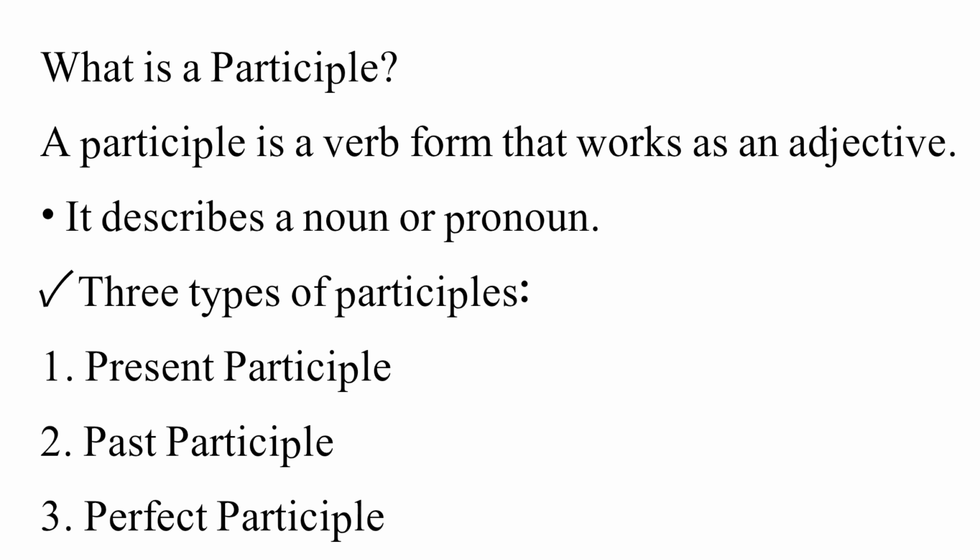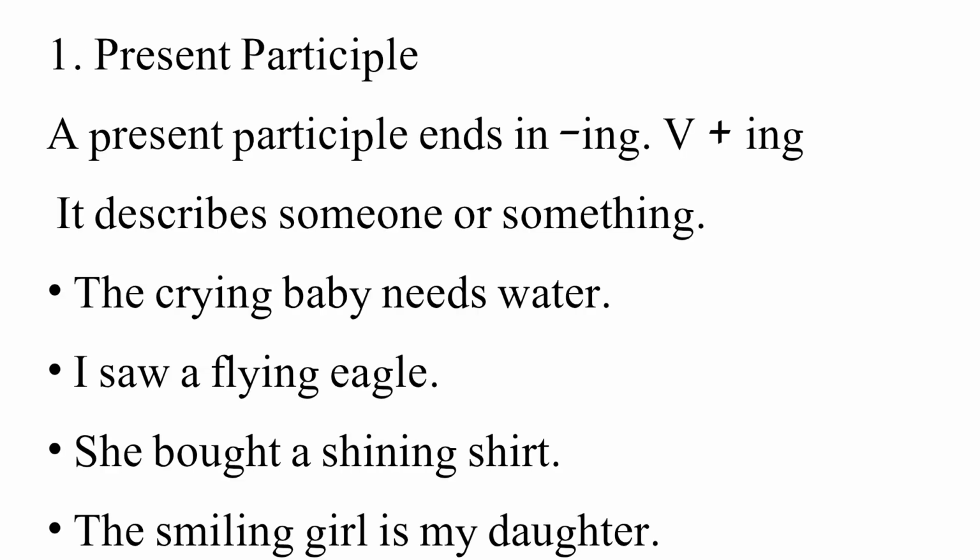Three types of participles. One, present participle. Two, past participle. Three, perfect participle. One, present participle. A present participle ends in ing. Formula: verb plus ing. It describes someone or something.